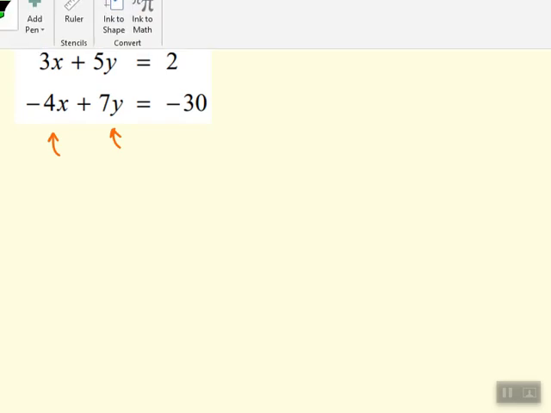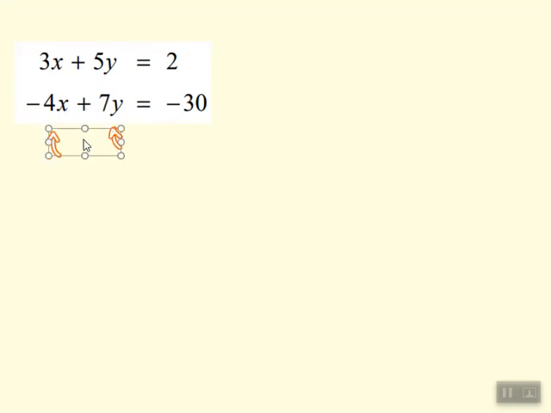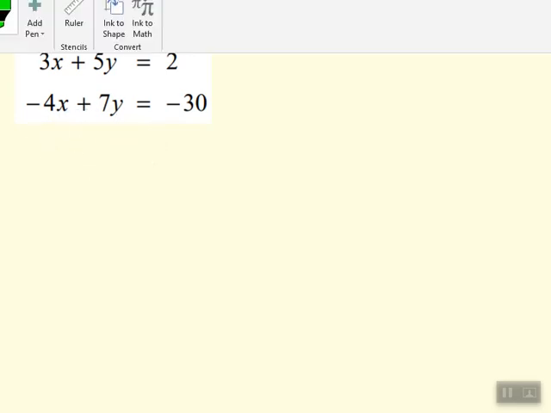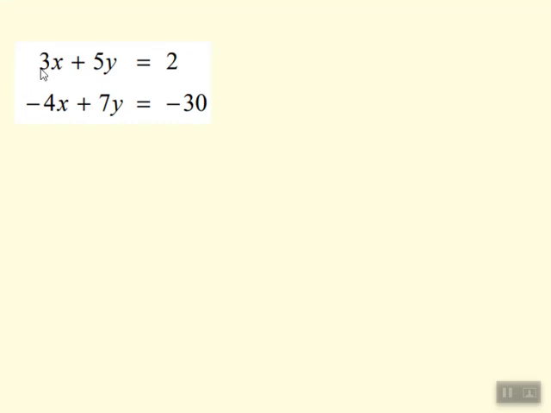Okay, so I'm going to go through the answers. So this is what we're going to do. I'm going to times the top one by 4 because what I want to do is make that into a 12. It's a bit like common denominator on fractions. So I'm going to times the top one by 4. So I'm going to have a 12x plus 20y equals 8. Don't forget to multiply everything by 4.